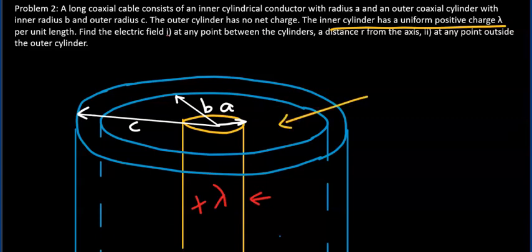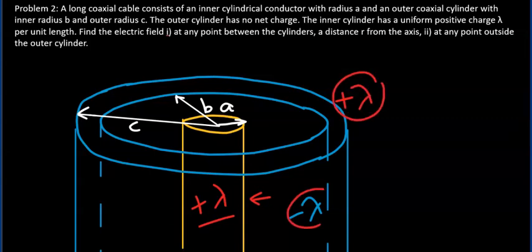Find the electric field at any point between the cylinders at distance r from the axis, so that region right there, and also at any point outside the outer cylinder, the region there. Let's first determine the charge distribution. Now this plus charge on the surface of the inner cylinder will induce a negative charge on the inner surface of the outer cable. So along that surface, there will be a charge per unit length of minus lambda. Since the outer cylinder has no net charge, the outer surface of that outer cylinder must carry a plus lambda, so that when you add this to that, you get a 0 net charge.